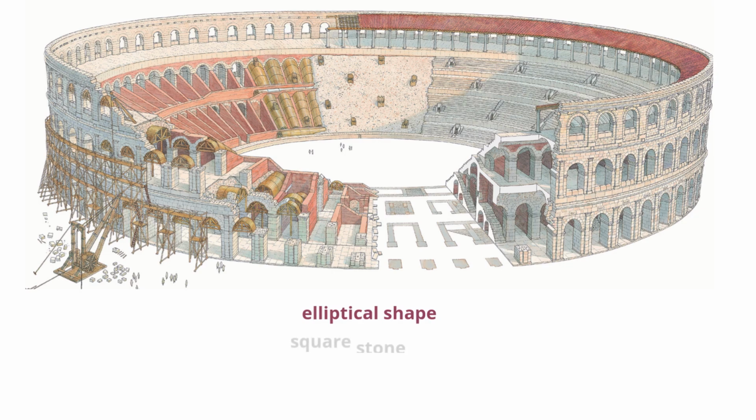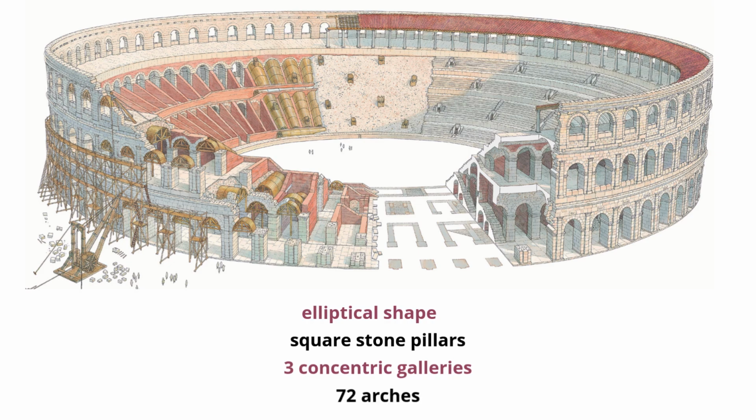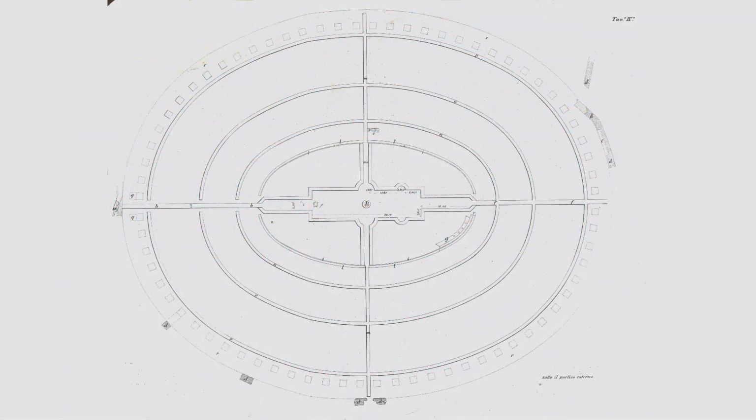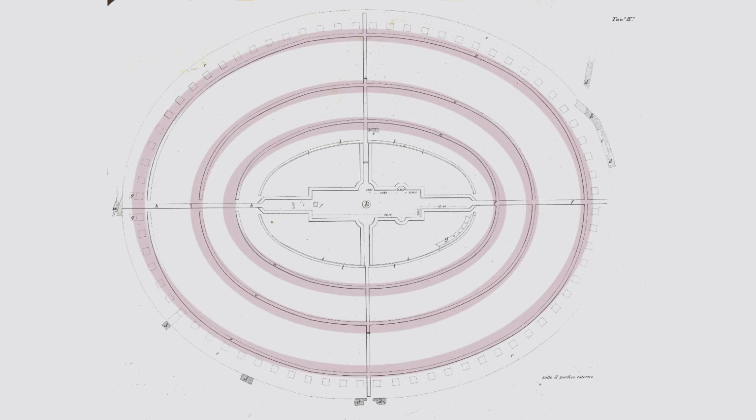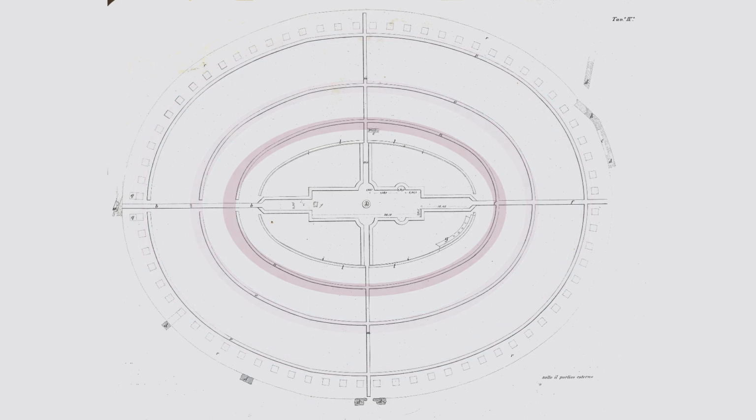On top of this base, square stone pillars and radial walls support the vaults of 3 concentric galleries, and those of 72 arches, which in turn sustain the sitting tiers. The amphitheatre had a sophisticated rainwater drainage system, with 3 large ring-shaped sewers beneath the gallery floors, and 2 main channels along the axis directing water towards the Adige River.